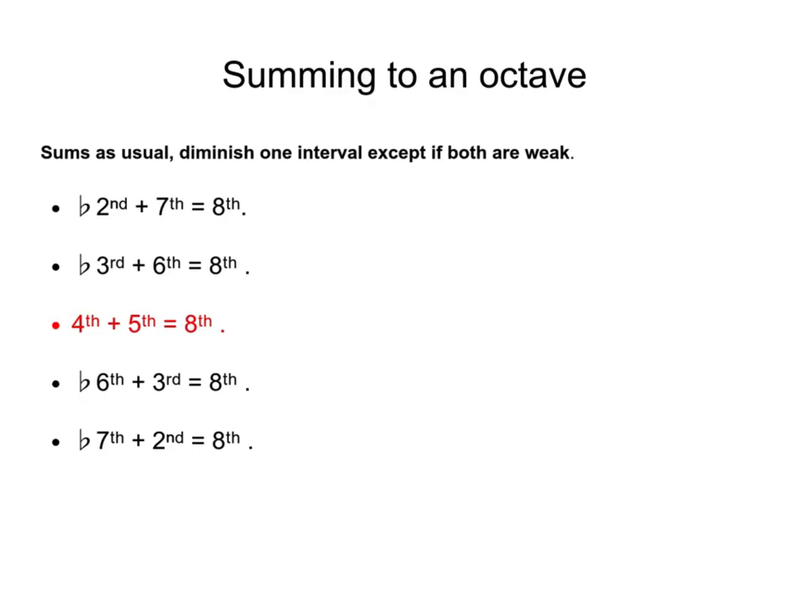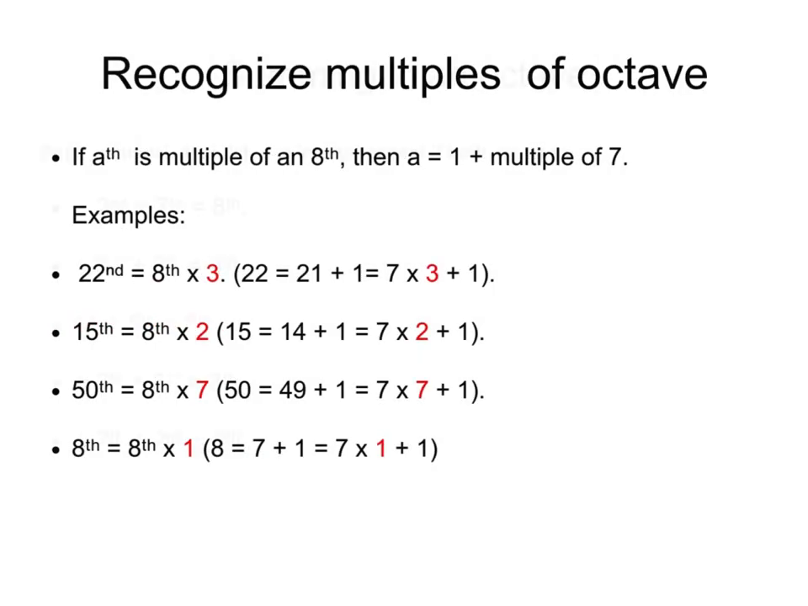Remember, the strong intervals are the unison, the second, and the third, and the weak intervals are all the other ones up to a seventh: fourth, fifth, sixth, and seventh. You can't add 2 of the strong ones to get an octave. But anyway, how do we recognize a multiple of an octave? How do we do that?